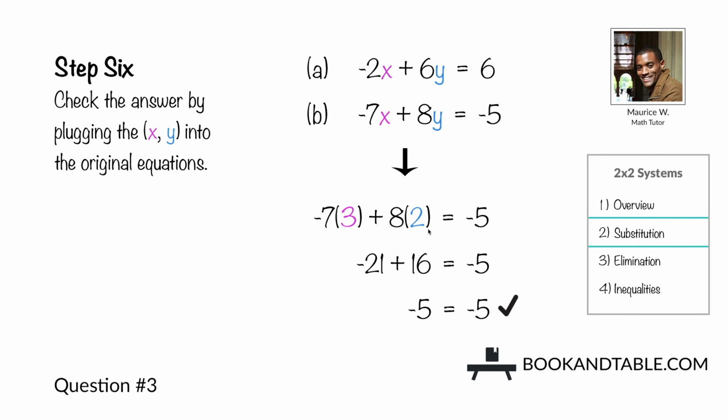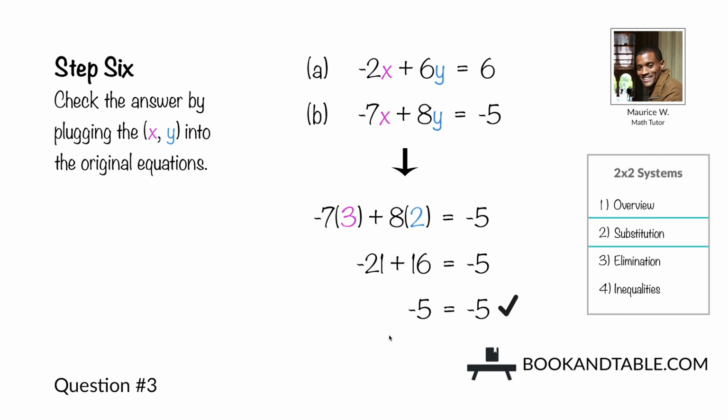And for equation B, negative 7 times 3 is negative 21, plus 8 times 2, which is positive 16. Negative 21 plus 16 is equal to negative 5, and that's equal to negative 5. Thus confirming that x is equal to 3 and y is equal to 2 is the solution to this 2 by 2 system.